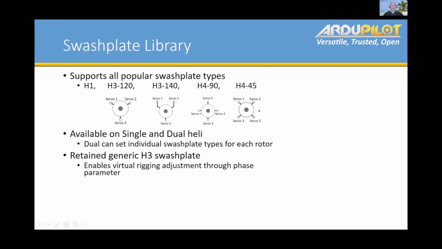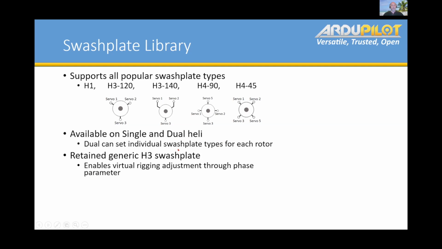We even brought into the mix four-servo Swashplates, which is a big improvement to help some of the users in the community. The big thing about the Swashplate library is it also helped the dual heli users. Before, they could only specify one Swashplate type that was applied to both heads, and with this library, they can put separate Swashplates on each of the heads and configure them differently if they want.